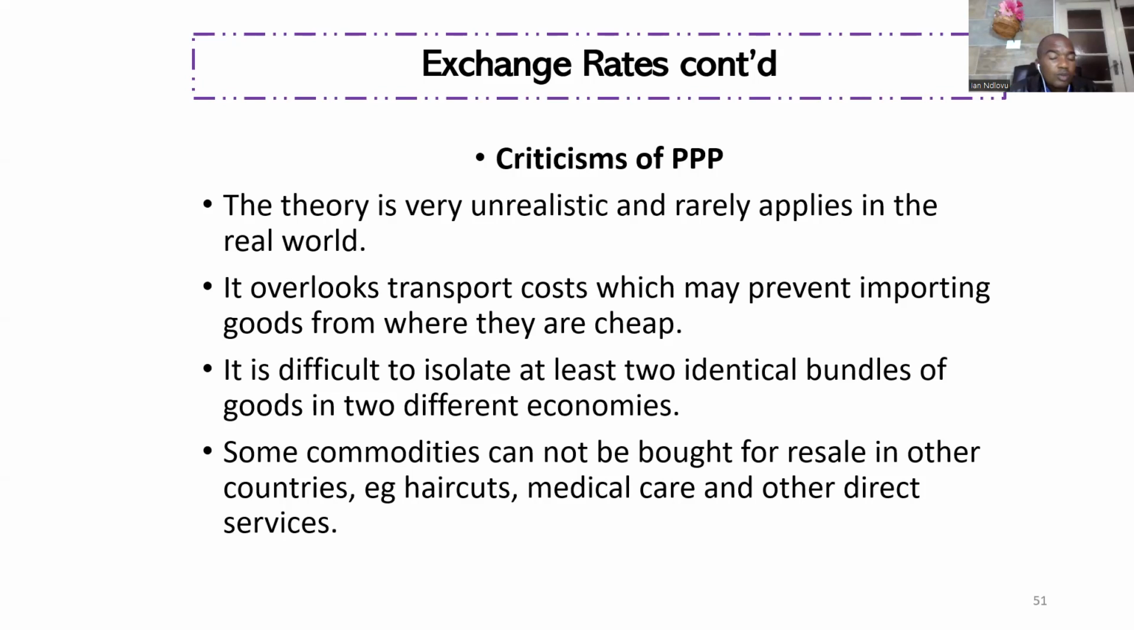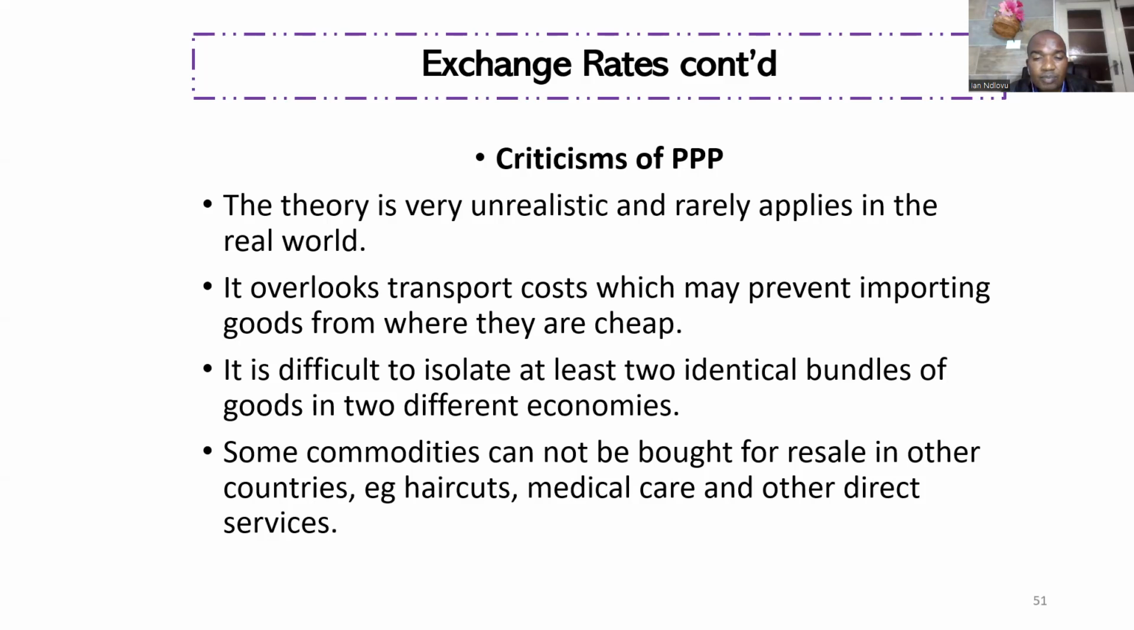And then it's also difficult to isolate two identical bundles of oranges, or any commodities for that matter, in two different economies, because the climates of France and South Africa are different. So even if you've got oranges both in France and in South Africa, the oranges won't necessarily be of the same type. And this may imply that the purchasing power parity theorem does not actually apply, because it assumes homogeneity of commodities.